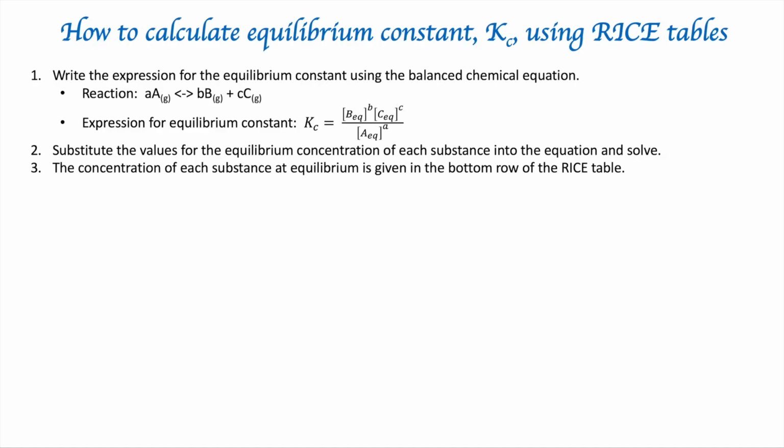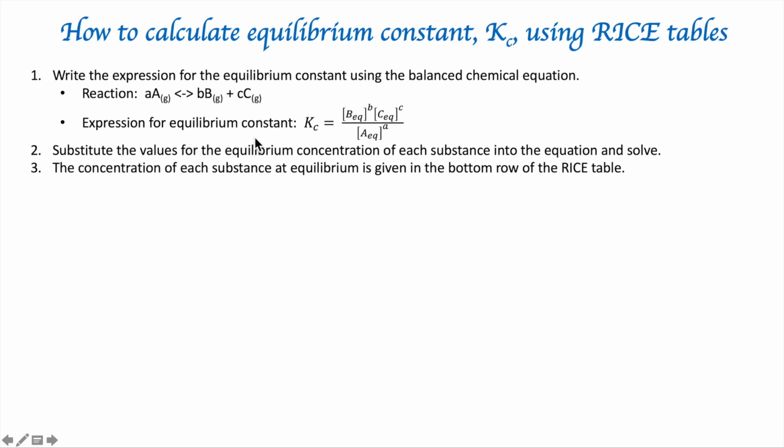So let's try another one of these. How to calculate the equilibrium constant, K sub C, using the ICE tables. Write the expression for the equilibrium constant using the balanced chemical equation. So again, A produces B plus C, so you have a decomposition reaction taking place.